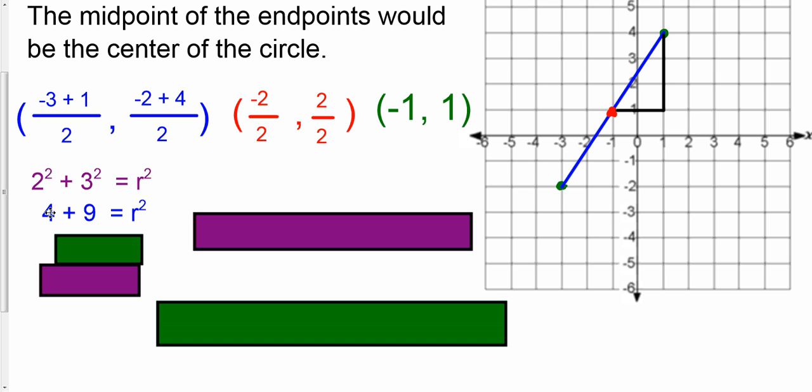2 squared is the same as 4. 3 squared is the same as 9. And it still equals r squared. 4 plus 9 is 13. So 13 equals r squared. Take the square root of both sides, and r equals the square root of 13.